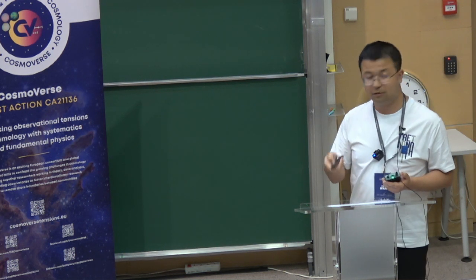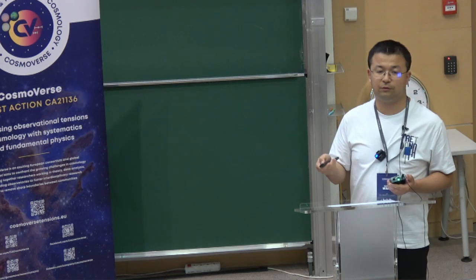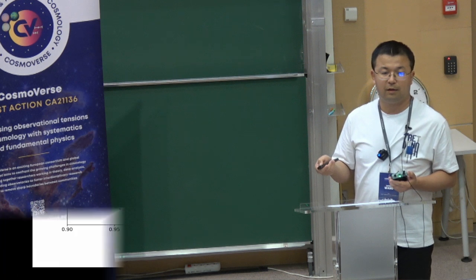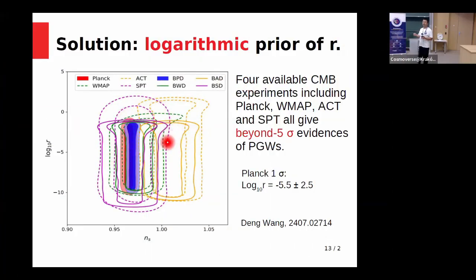So what is the solution? I think we should use a logarithmic prior for the tensor-to-scalar ratio. And in this figure, we can find the 4 available CMB experiments, including Planck, WMAP and ACT here, and SPT, the magenta line, as well as their combination with the BK18 and the DESI BAO observations. We can find they also give a clear contour.